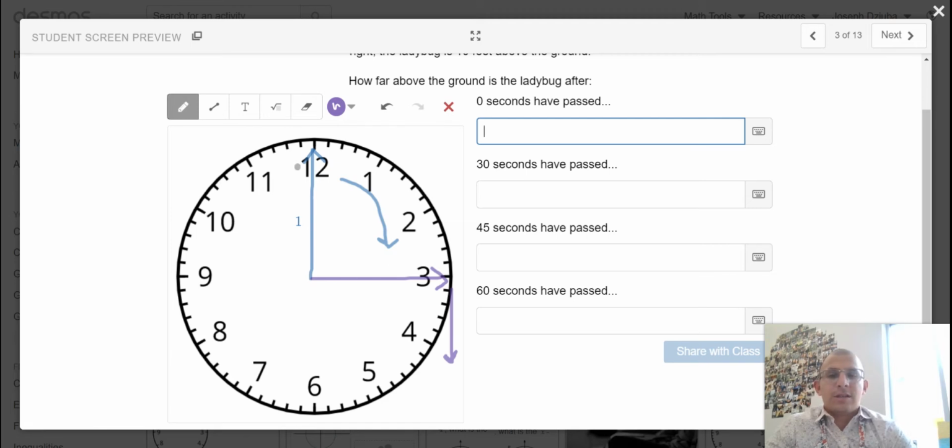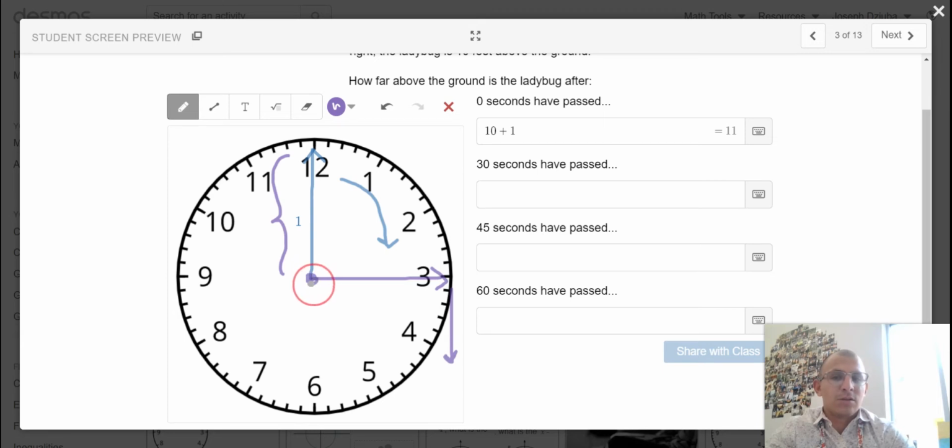Well, since I know that the length of the second hand is 1 foot, and that when the hand is at 3, we are 10 feet above the ground, with 0 seconds passed, that would be a total of 10 plus 1 for 11, right? Because this point here, the center of the clock, would be considered 10 feet above the ground as well. When 30 seconds have passed, my second hand is pointing down at 6, so I've clearly gone closer to the ground.